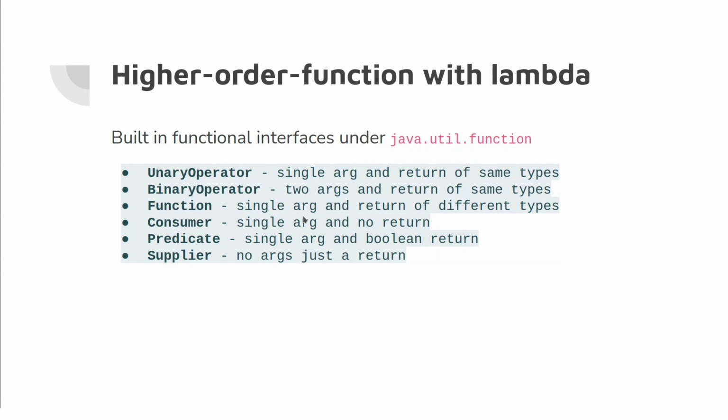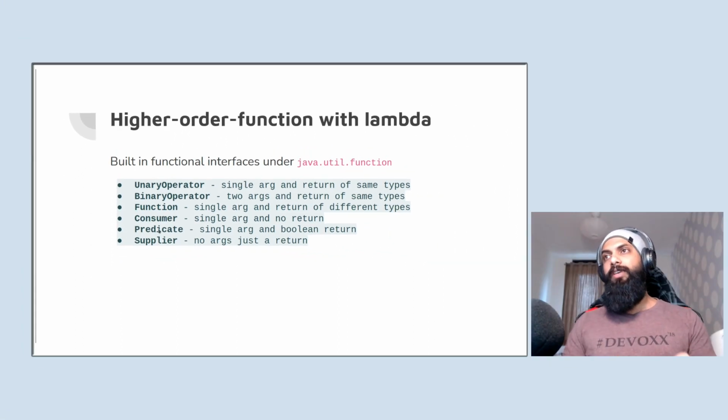Then we also have a Function which can take an argument and return something, and the argument and return can be of different types. Then we have a Consumer which takes a single argument but doesn't return anything. So basically it executes some sort of code, and can be used when you have side effects and stuff. And then we have Predicate, which takes a single argument and only returns a boolean. So basically to do tests and stuff like that, assertions and that kind of thing. We also have Supplier, which does not take any argument but provides a return. This is useful for doing computations. So like if you want to return a random number, or if you want to calculate something based on some logic and return something, then you can use a Supplier. So these are the built-in functional interfaces under java.util.function that we can use.